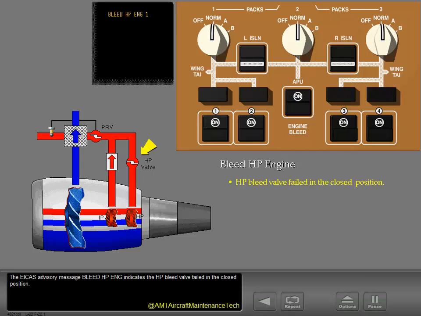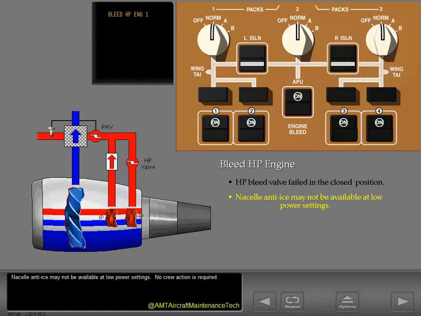The ICAS advisory message, bleed high pressure engine, indicates the high pressure bleed valve failed in the closed position. Nacelle anti-ice may not be available at low power settings. No crew action is required.